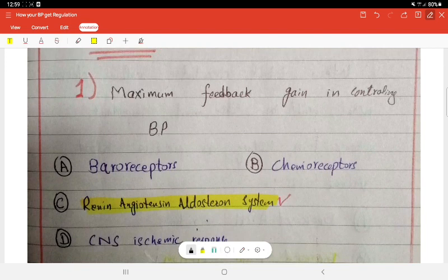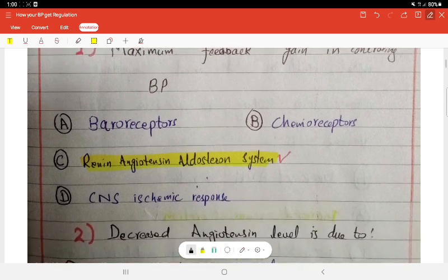First question: maximum feedback gain in the controlling of BP. See the options; there are four options, and you will choose the correct one. First option baroreceptor, second chemoreceptor, third the renin angiotensin aldosterone system, fourth the CNS ischemic response. So the correct one is the renin angiotensin aldosterone system.